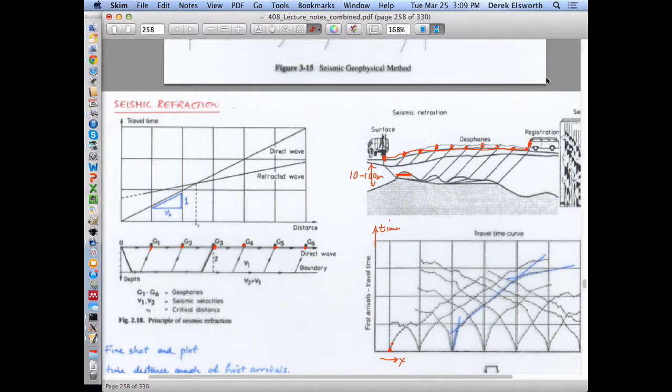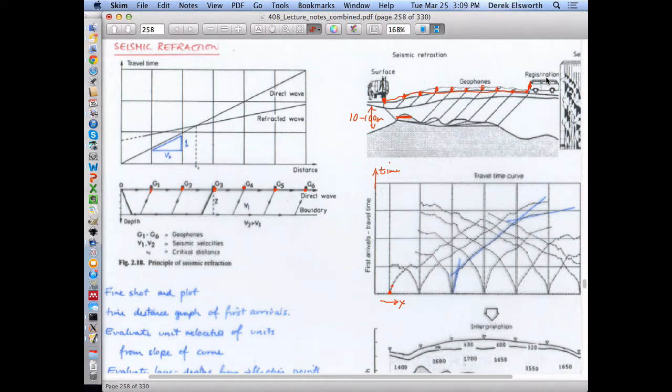And so, in some cases, the events that go through here and refract and then travel back up to the surface will arrive back faster than the ones that are reflected. So this is the idea here. This is, again, the distance from the shot. This is the travel time it takes.